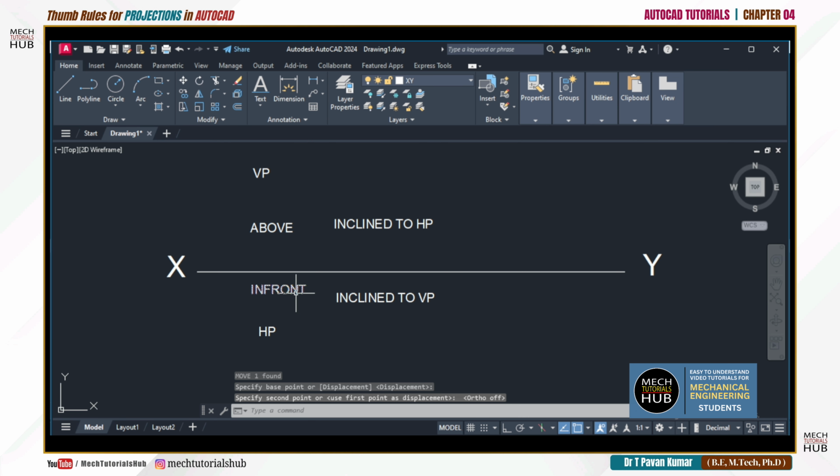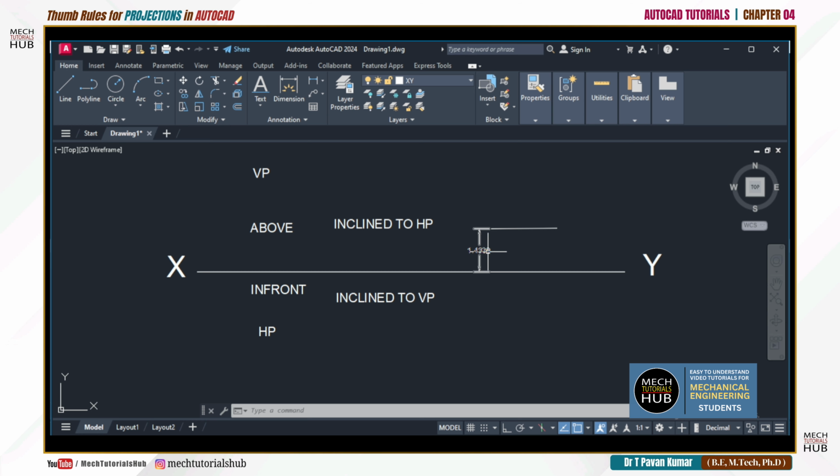Alright. Now I'll discuss with respect to the distance. Okay, I'll draw a simple line somewhere here. Let us consider this line is at some distance. Maybe randomly I have drawn a line, so this distance is 1.4. Let us say 1.4 millimeters. Alright, something like this. So a line inclined to HP.